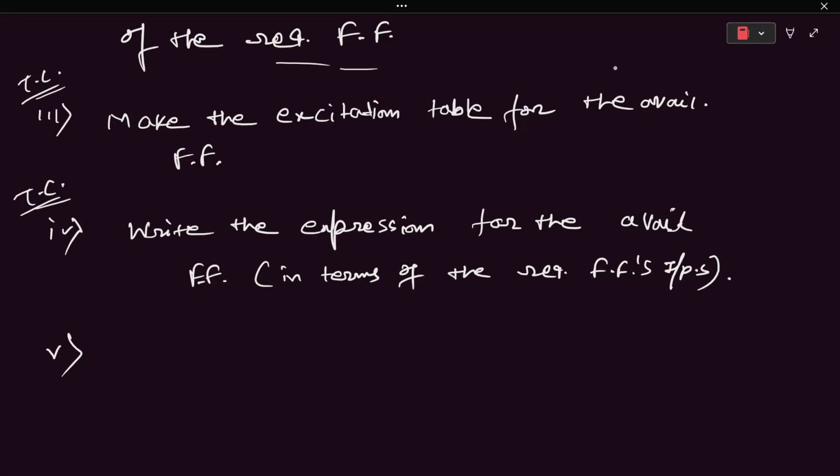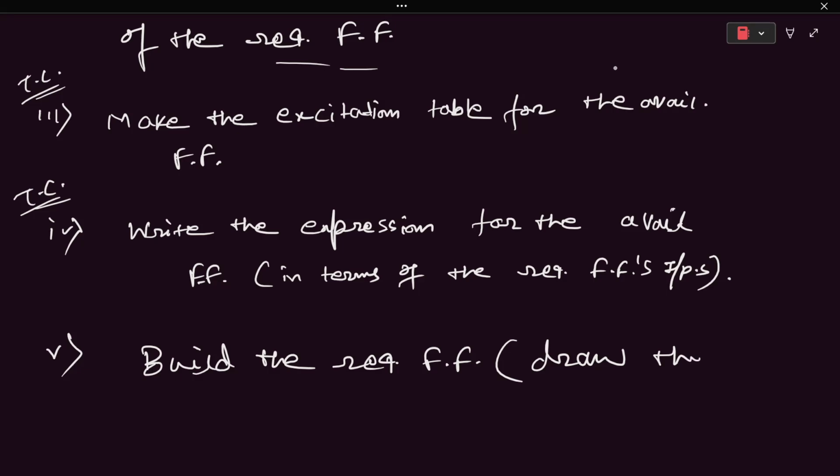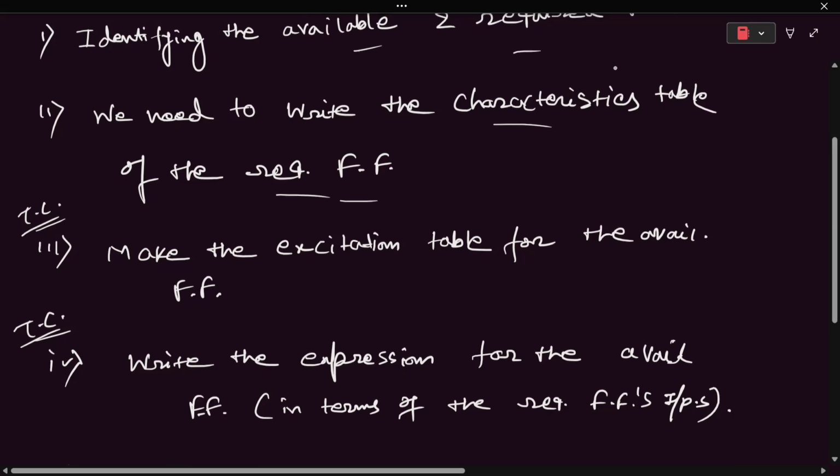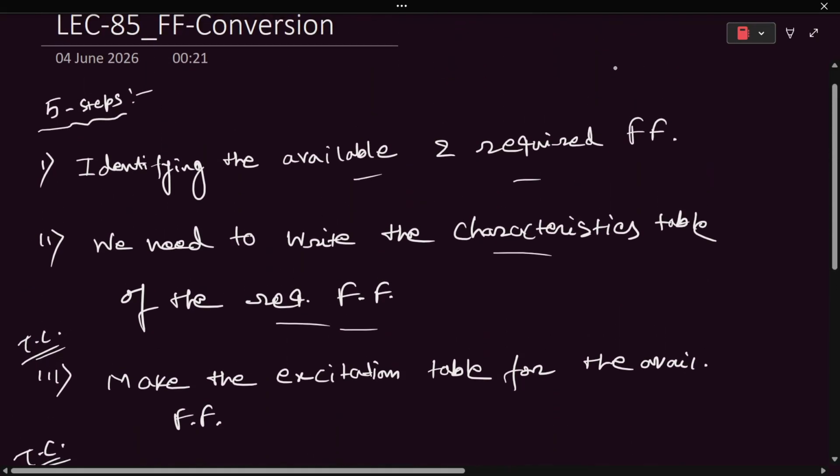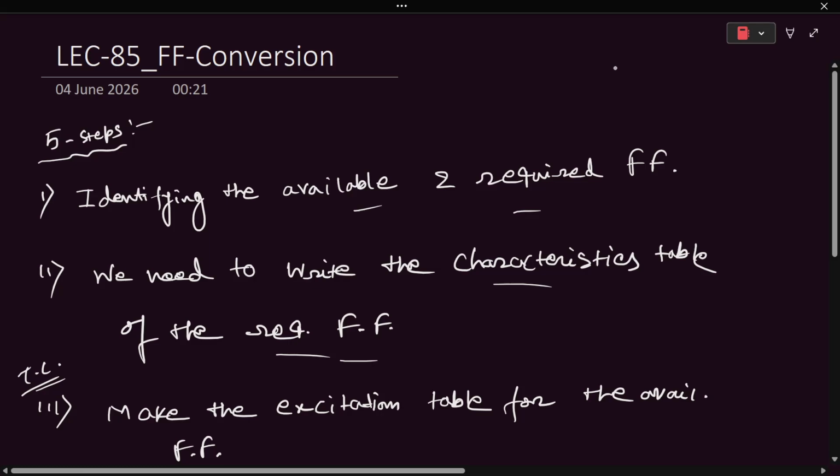So to build that, we need to draw a circuit. Let's build the required circuit, that is, draw the circuit. Okay, so these are the steps. I think the steps are quite clear to you, and they will be completely clear after solving an example, right?